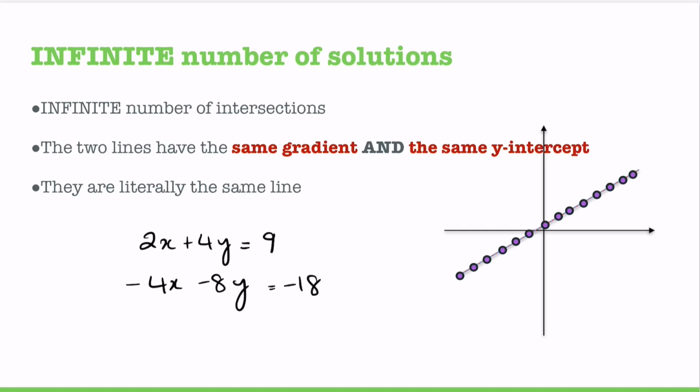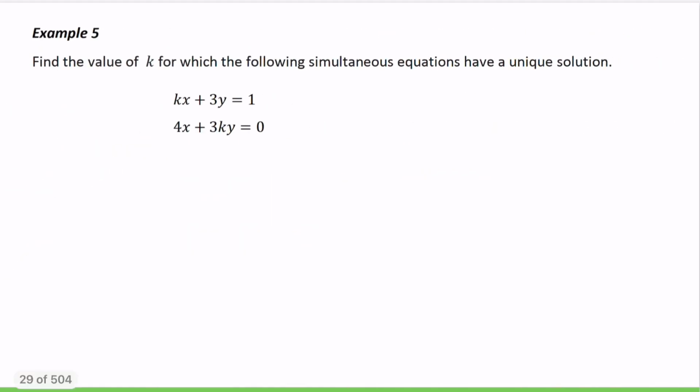Now what you'll notice is that they don't look the same. However, if we were to multiply this entire equation by negative 2, we will get the exact same equation, because 2 times negative 2 is negative 4, 4 times negative 2 is negative 8, and then 9 times negative 2 is negative 18. So what these two equations have in common is a factor. They have the exact same factor. That's an indication that it has an infinite number of solutions, because the two equations touch each other at the exact same point. So where may this come in handy, in what type of questions?